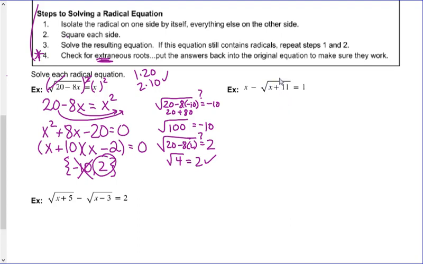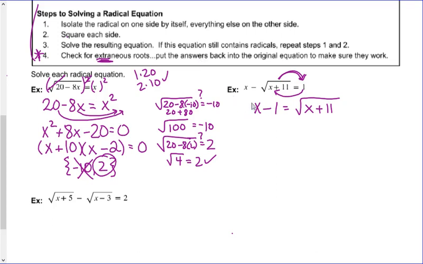I'm going to try to add that whole radical term over here so I can make it positive, and then I'm going to subtract the 1 over here so that I can have just a radical on the right side. So again, subtract over the 1, that gives me an x minus 1. And when I add over that radical, that gives me a positive square root of x plus 11. Okay? All right, so step 1 is done. I've isolated the radical and everything else is on the other side.